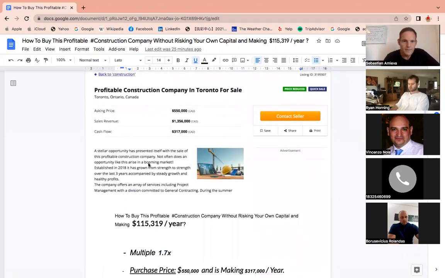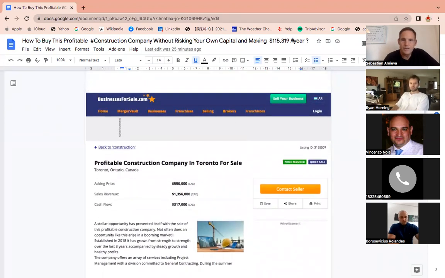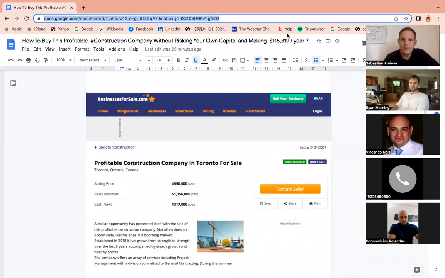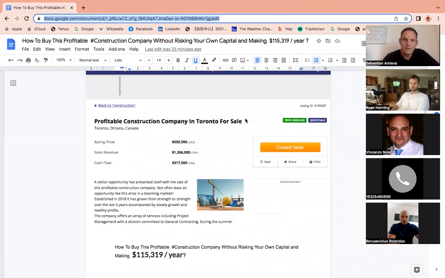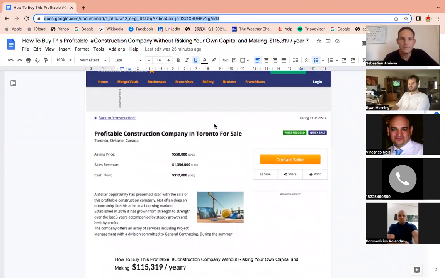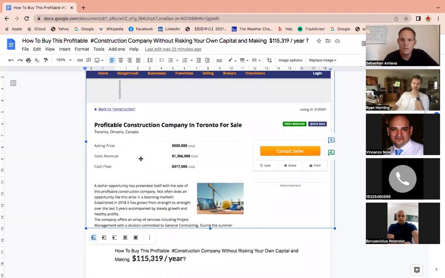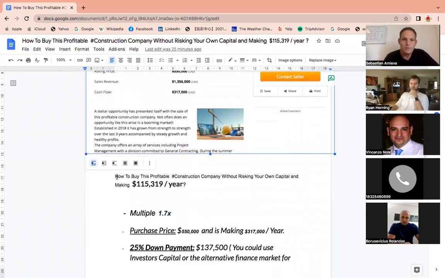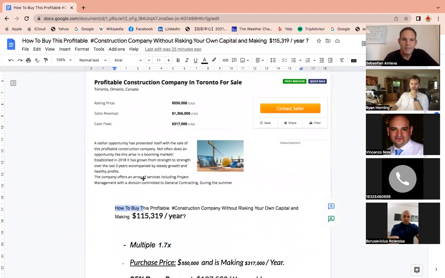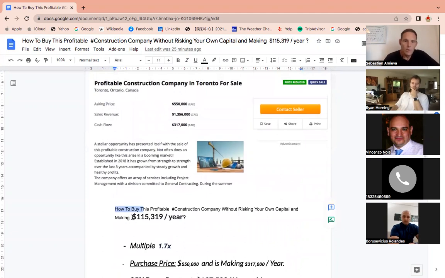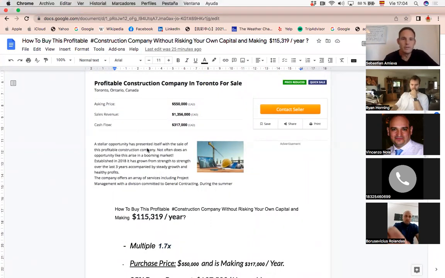I picked this example because construction is a very important industry. In the US, UK, Australia, and Canada, there are a lot of construction companies. I picked this industry to make it easy for you to find a deal. In this example, you will see how you can make 115K per year net without being involved in the management.